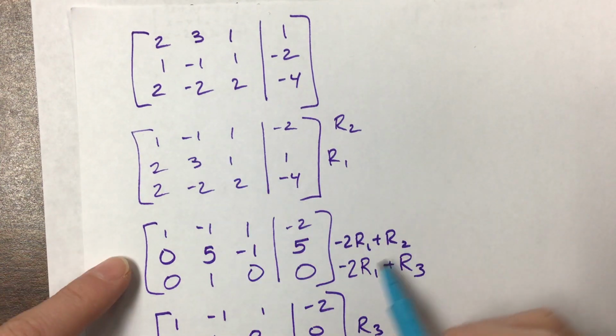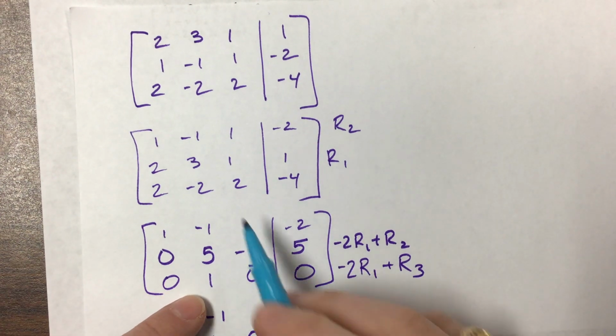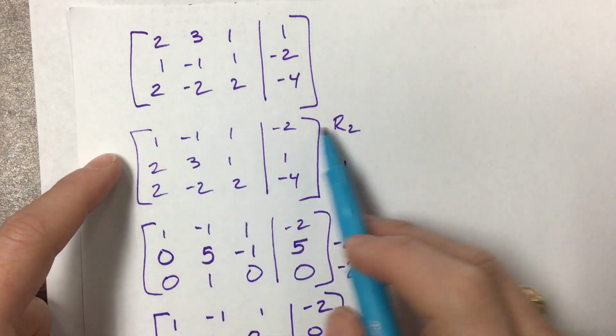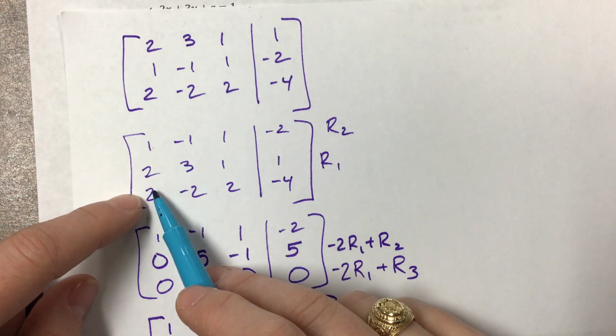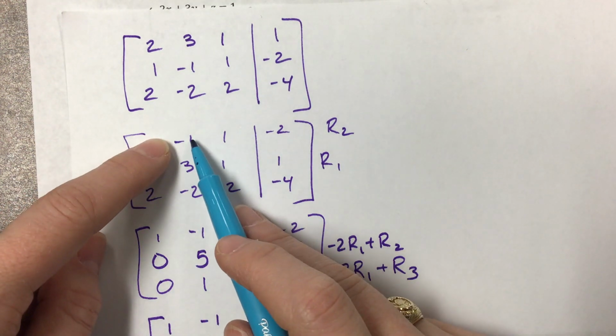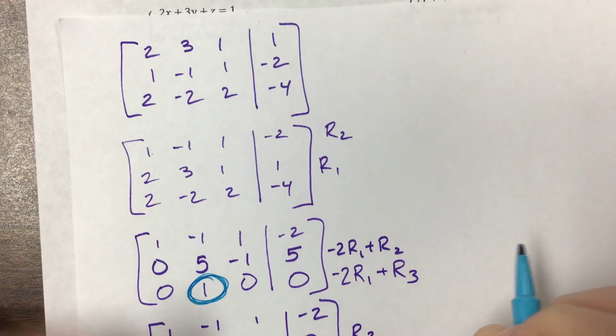What was I doing? Okay, so here was -2 times row 1 plus row 3. And so I came here, -2 times row 1 plus row 3. So -2, that gave me a 0 here. -2 gave me a 2 minus 2. That's a 0. That's my problem.